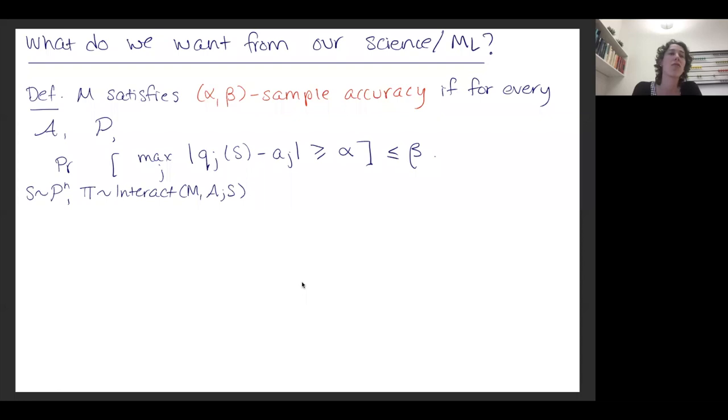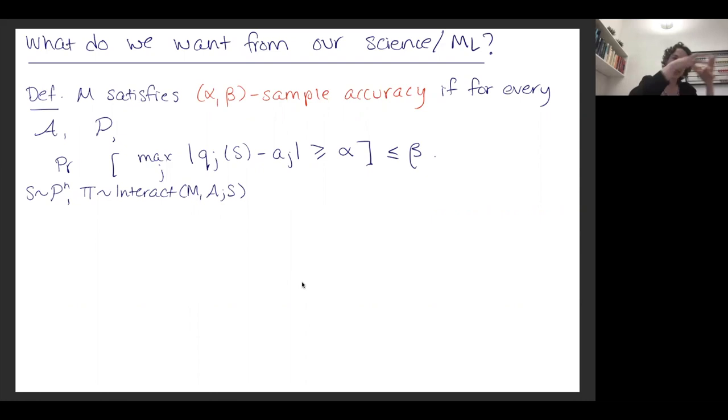And formally what we're saying is that with high probability, with probability except beta, where probability is taken over the sampling of the data set and over the randomness of the mechanism and of the analyst who's issuing the queries, worst case over all of the queries that get issued, the difference between the value of that query on the sample and the answer that our mechanism chose to give is not bigger than alpha. Okay?